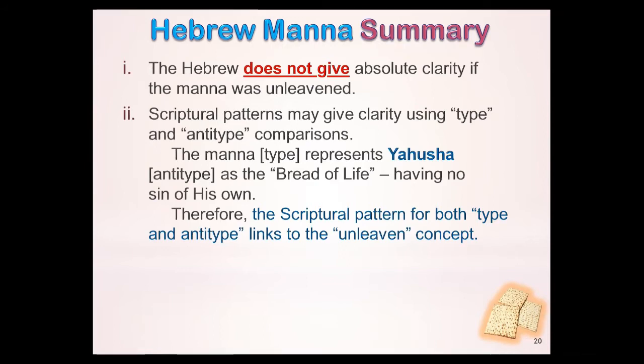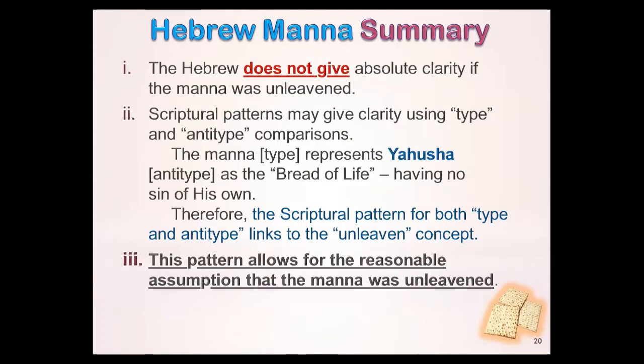So if we say that the manna is a type and it represents Yahusha as the antitype, or as the bread of life, having no sin of his own, we could say that the manna had to be unleavened. Therefore, the scriptural pattern for both type and antitype links to the concept of unleavened. And this pattern allows for the reasonable assumption that the manna was unleavened. At least that's what I think.